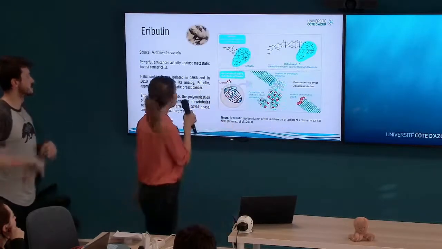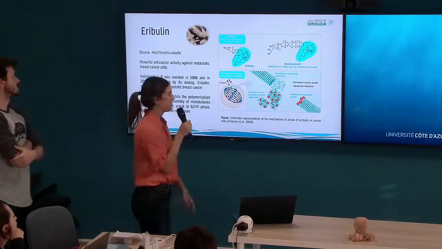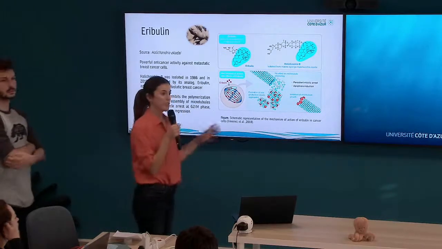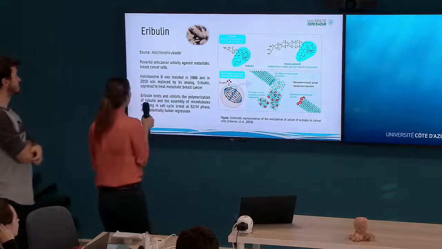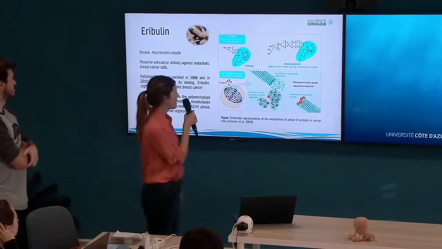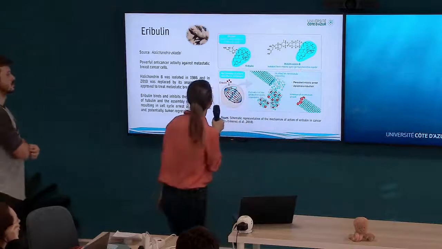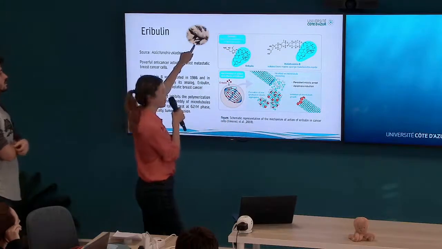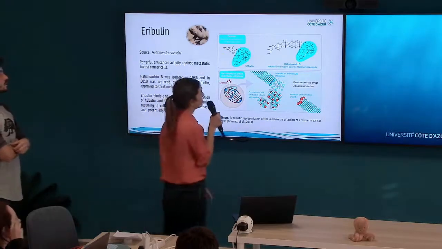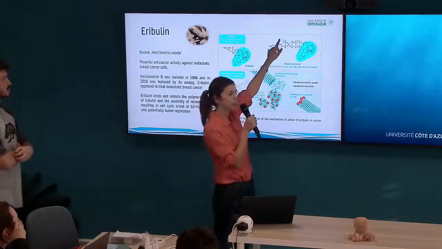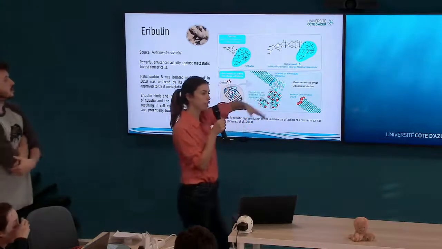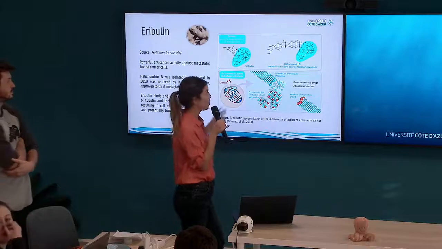Then we have eribulin. This is the last compound I will show you. In the report we have more, but we chose some. Eribulin is a structural simplification of Halichondrin B. Halichondrin B comes from this sponge called Halichondria okadai. As you can see, it's enormous, with a molecular weight around 1,000 grams per mole, so it's quite huge.